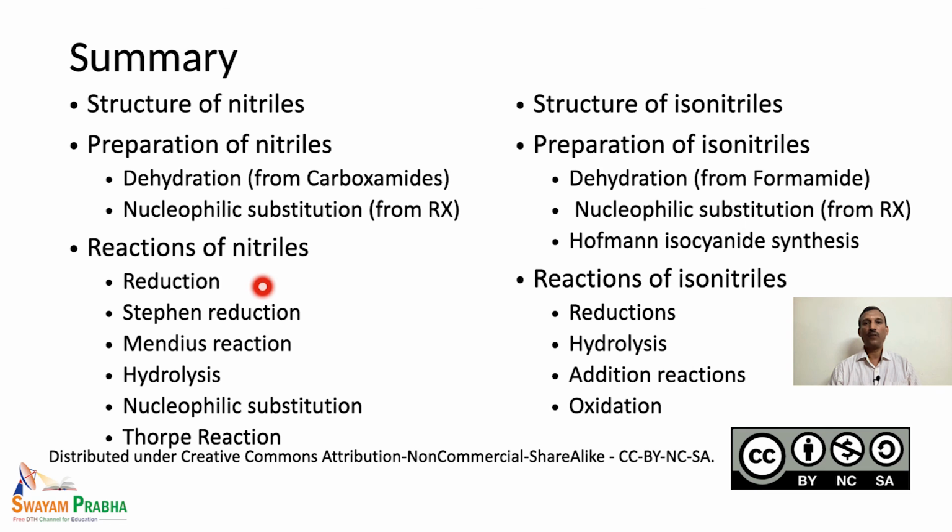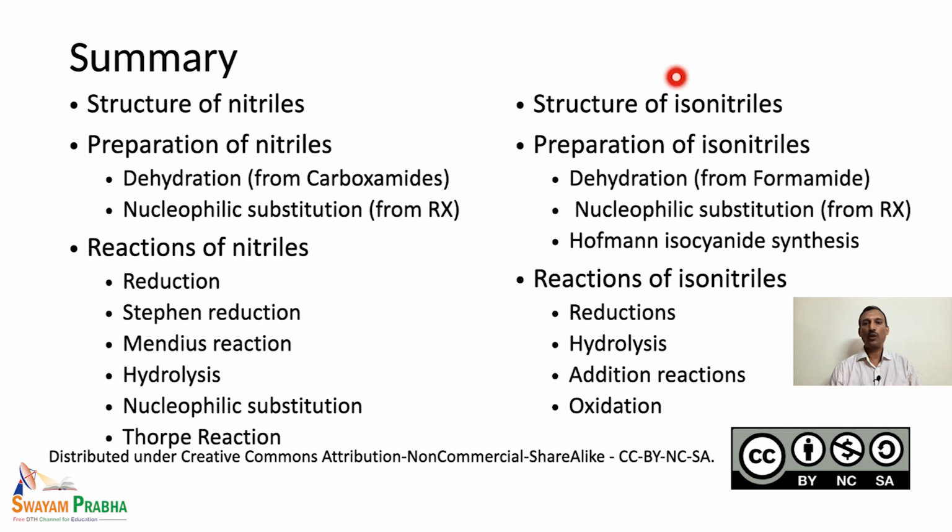The reduction of nitrile produces primary amines. What is the Stephen reduction? The use of tin chloride and HCl we have seen. What is the Mendius reaction? What is the hydrolysis of nitriles? The hydrolysis of nitrile produces carboxamide, which on further hydrolysis leads to carboxylic acid, that we have seen. We also have studied the nucleophilic substitution reaction and the Thorpe nitrile condensation reaction.